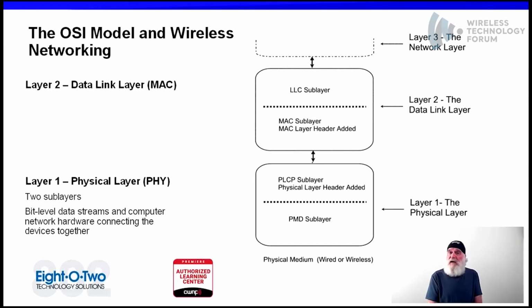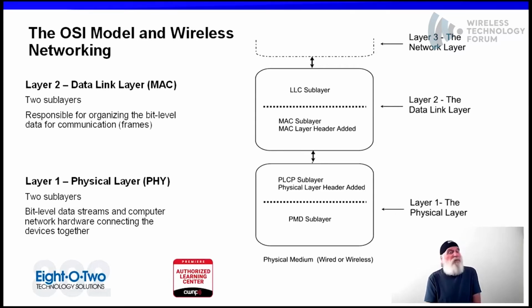Layer 2, the data link layer, is sometimes referred to as the MAC layer, even though the MAC is a sublayer. And that's mostly because if you look at the front page of the 802.11 standard, it does say the PHY and the MAC. But again, it's broken into 2 sublayers, the LLC being the upper part and the MAC sublayer being the lower part. The MAC sublayer is where the MAC layer header is added. So this is responsible for organizing bit level data for communications, also known as frames, and also for detecting and correcting physical layer errors.